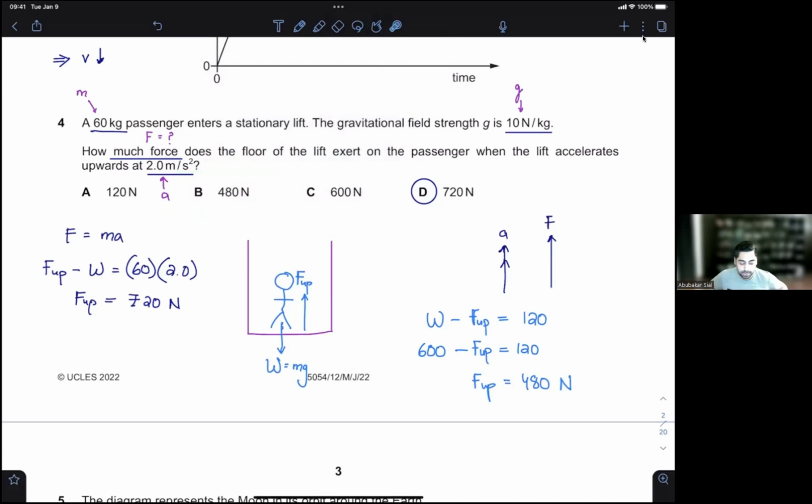Know which one's upward, which one's resultant is upward or downward, and then you use that information to do the actual problem. So don't jump right into it.